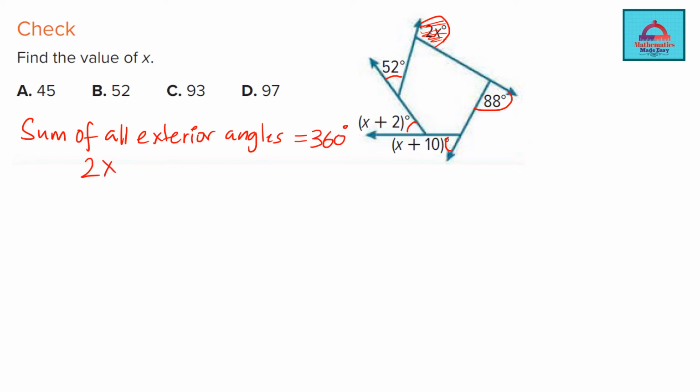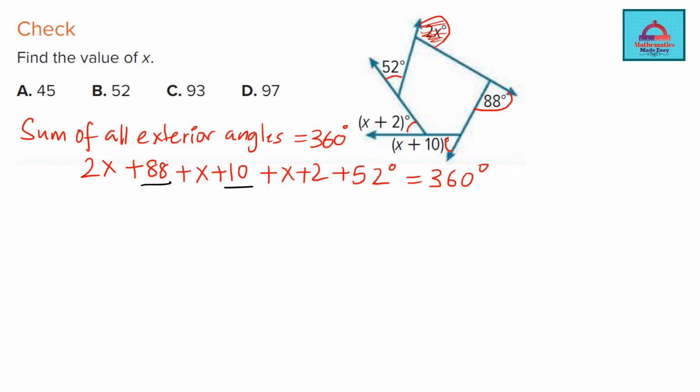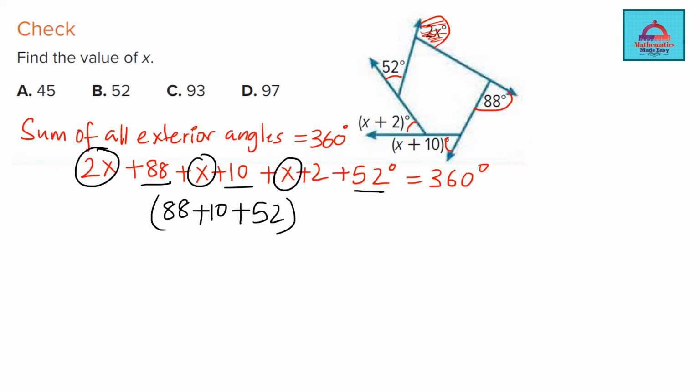So let's put the value: 2x plus 88 plus x plus 10 plus x plus 2 plus 52, all of them is 360. Now let's combine the like terms. So the like terms here for the angle is 88, 10 and 52. So 88 plus 10 plus 52 will be taken together, and 2x, x, x will be taken together. So 2x plus x plus x we know is 4x, equal to 360. So let's just add 88 plus 10 plus 52 is 150 degrees. So 150 degrees plus 4x is 360 degrees.